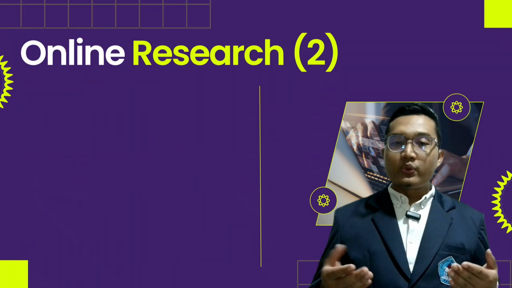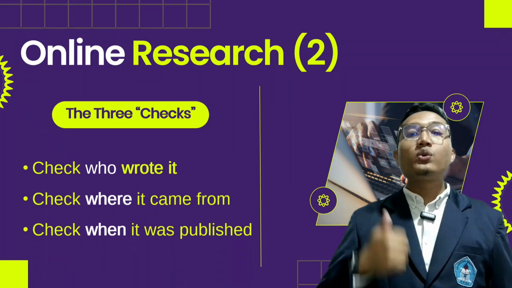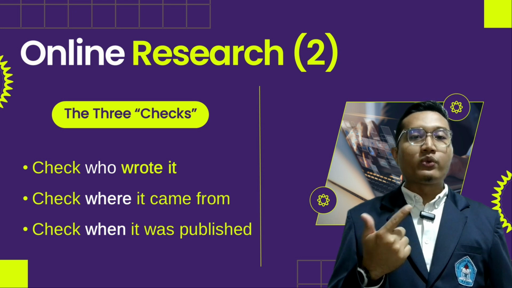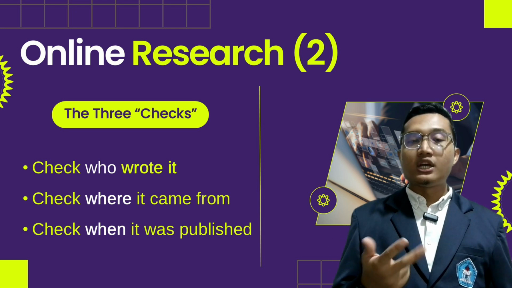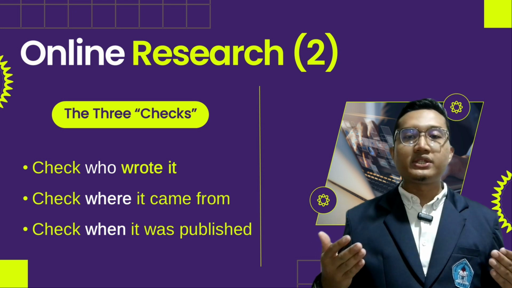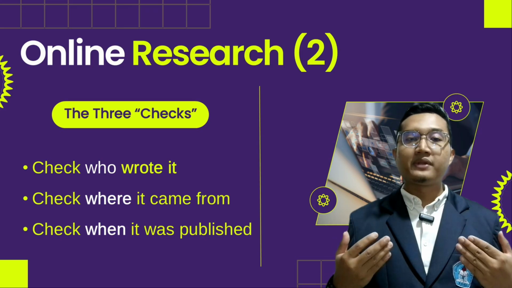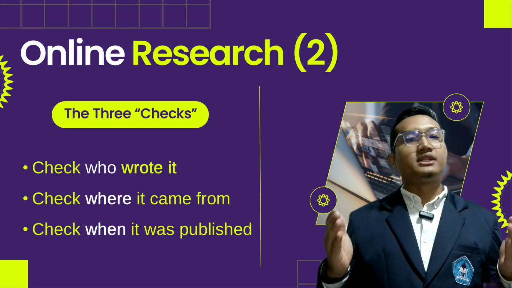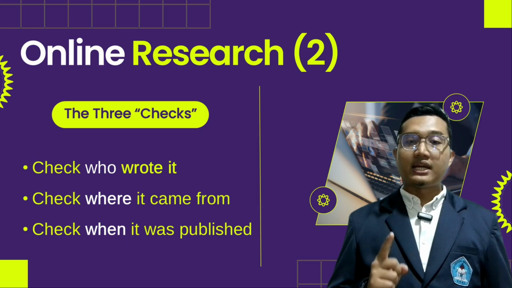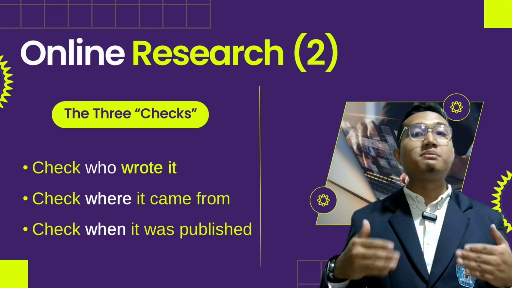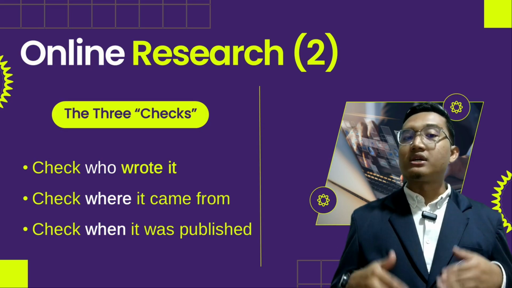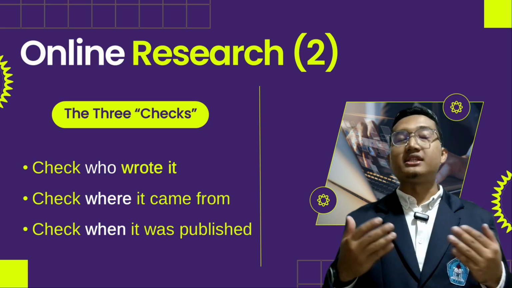Evaluate every page with 3 questions. Who wrote it? When was it published? Where was it published? Look for the author's credentials and whether sources are cited. Prefer recent information unless you need a classic or original study. Check for bias. Ask what the author wants you to believe and what evidence is missing. If you feel unsure, cross-check the same fact in another source.